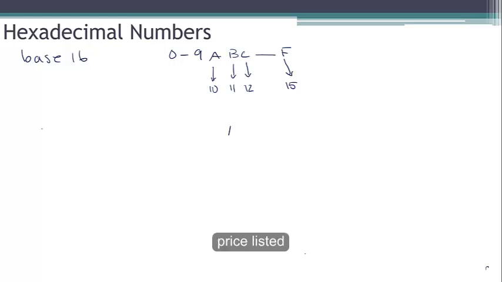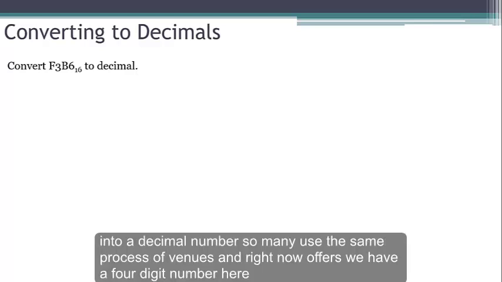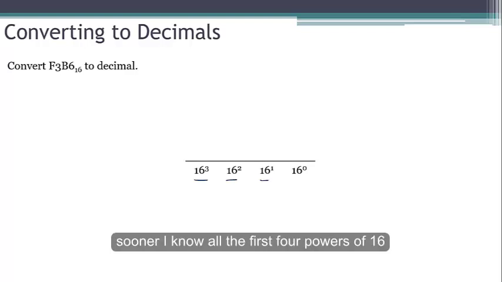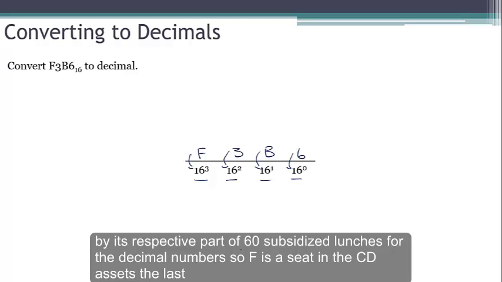All right, so I have a specific example here. I want to convert F3B6 base 16 into a decimal number. So I'm going to use the same process I've been using. We have a 4-digit number here, so I'm going to write out the first 4 powers of 16. And then I'm going to write my digits in: F, 3, B, and 6. To get my final result, I'm going to multiply each digit by its respective power of 16. But I actually want to do this with their decimal numbers.